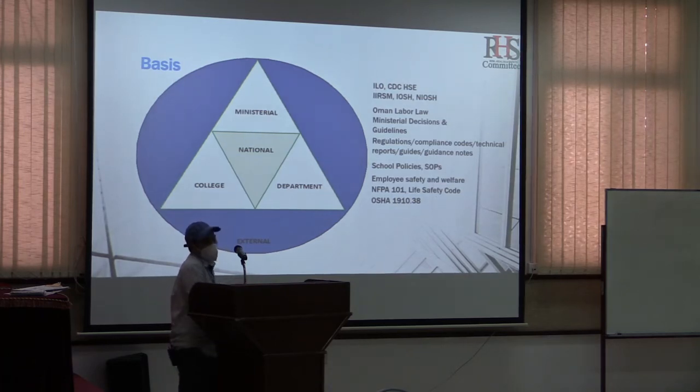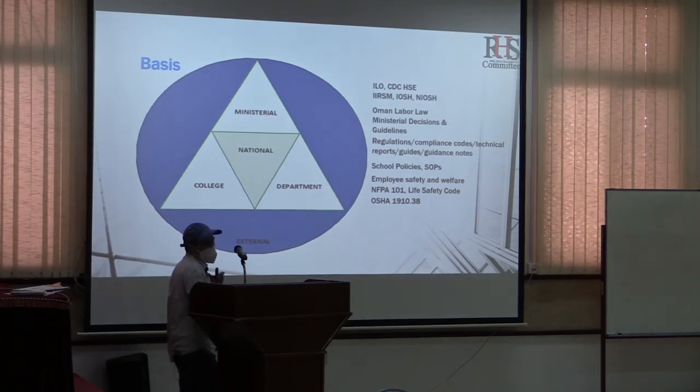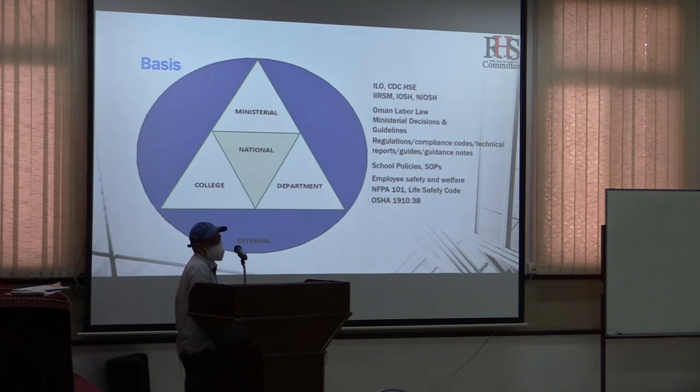So you have the national context of the health and safety system, and then you have the ministerial decree. For example, you have the decree 114 year 2001 pertaining to the conservation of the environment and prevention of pollution as a main guideline. Then you also have a decree within the Oman Labor Law governing the safety and the health of the workers in general.